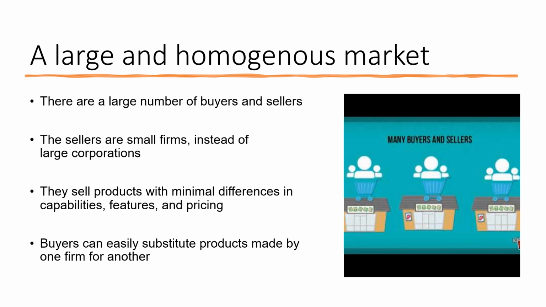So there are a large number of buyers and sellers in a perfectly competitive market. The sellers are small firms instead of large corporations capable of controlling prices through supply adjustment. They sell products with minimal differences in capabilities, features, and pricing. This ensures that buyers cannot distinguish between products based on physical attributes such as size or color, or intangible values such as branding.